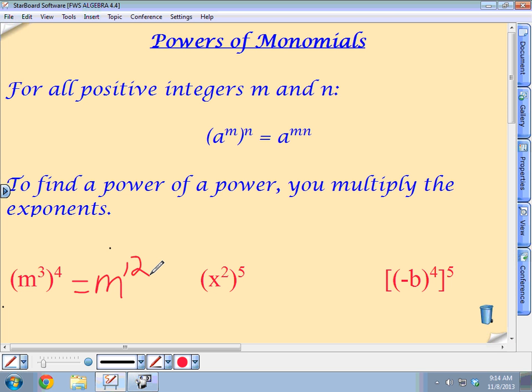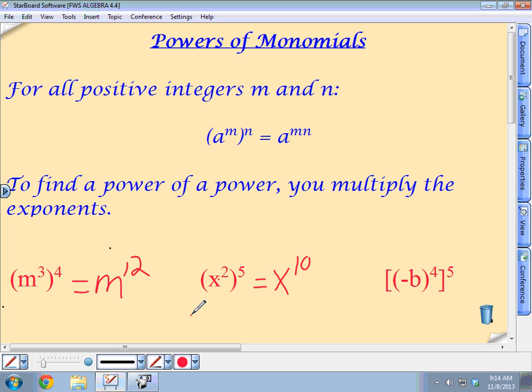Okay, Katie, x squared to the fifth power is what? X to the 25th. Who thinks it's x to the 25th power? Who thinks it's something different? What do you think it is, Felix? X to the 10th power. That's correct. When I have a power raised to another power, I multiply the exponents, and that's my new exponent. So 2 times 5 is 10.